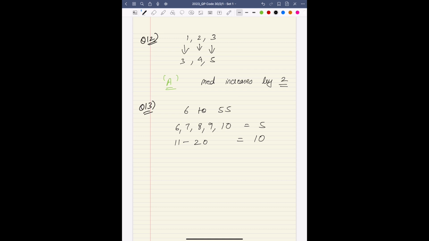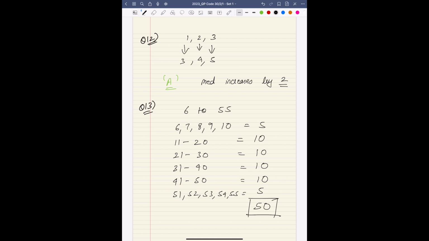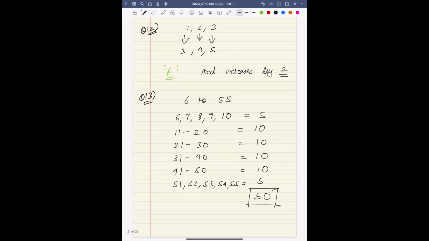11 to 20 will give you 10 cards. 21 to 30 will give you 10 cards again. 31 to 40 will give you 10 cards again. 41 to 50 also gives you 10 cards. Now 51, 52, 53, 54, 55. So if you add them up, you get 50. So the total number of outcomes is 50, and there's only one option which has 50 as the denominator. But let's see, we can have a debate on this.